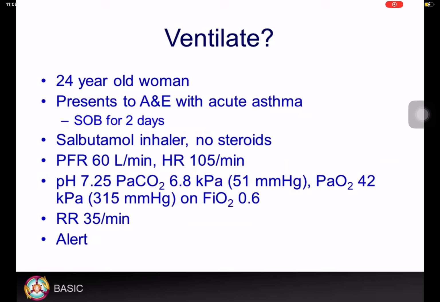The second case is a 24-year-old woman with acute asthma. She's been using a salbutamol inhaler but has not received steroids. Her peak flow is 60 litres per minute. Her heart rate is 105 per minute. PCO2 is 6.8 kilopascals. That's 60 millimeters of mercury. The respiratory rate is 35 per minute. She is alert. Would you ventilate her? Again, I'll give you a minute to think about it.